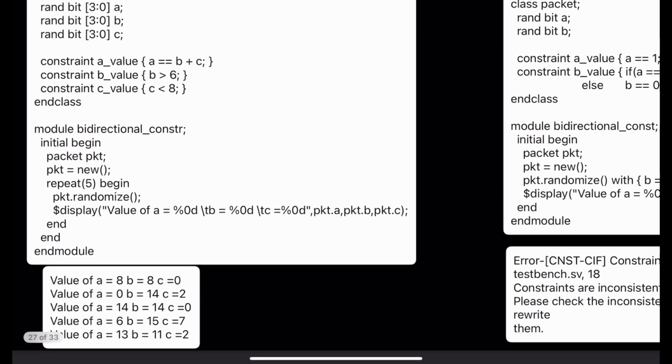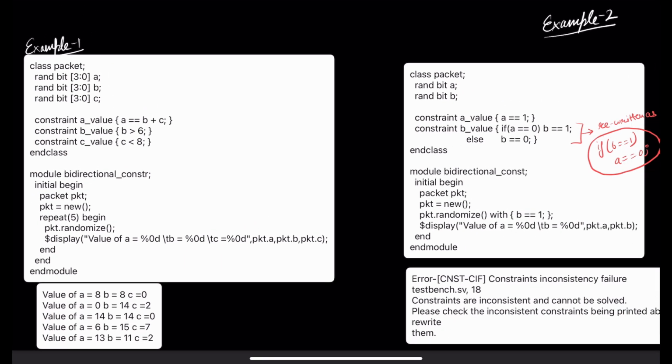Let's see. In the first iteration, B is 8, C is 0, and A is 8. Similarly, as it is a 4-bit variable, 14 plus 2 should be 16, which will exceed the register value, so it is written as 0. Otherwise, when B is 14, C is 0, A is 14. For 15 plus 7, which will exceed, A will get the value 6. That's how it is written.